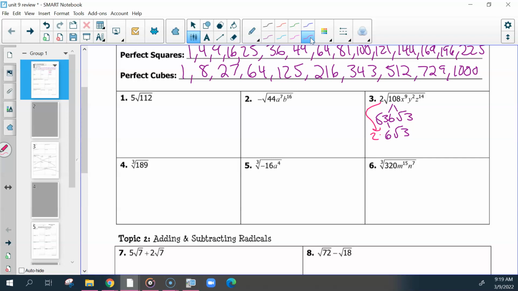And then 2 goes into 9 how many times? 4, with how many left over? 1. 2 goes into 2 how many times? 1, with nothing left over. And 2 goes into 14 how many times? 7, with nothing left over. So then on the outside, I'm just going to rewrite it right now, we would have 2 times 6 times x to the 4th times y times z to the 7th. And on the inside, the square root of 3 and x.